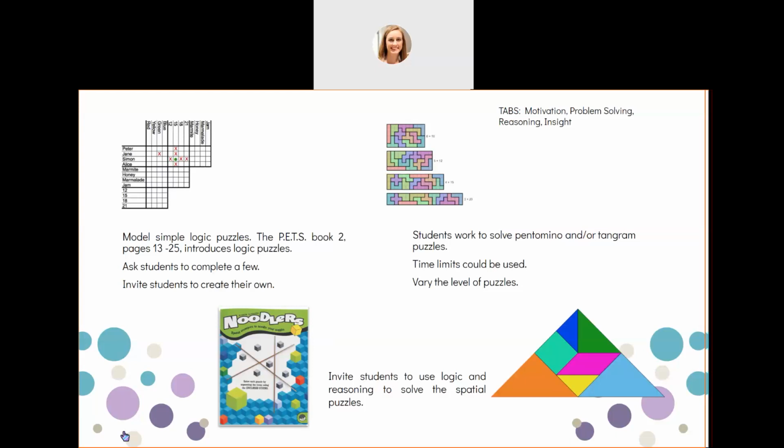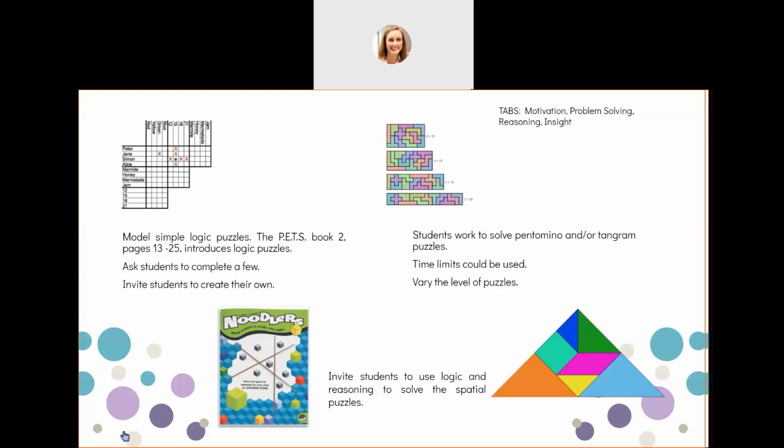Also, pentomino or tangram puzzles are great to use with kids. You could add a time limit for them to solve these problems, and you can vary the level of the puzzle. So you can start out a little bit easier and then move to a little more challenging and see how they progress through those.